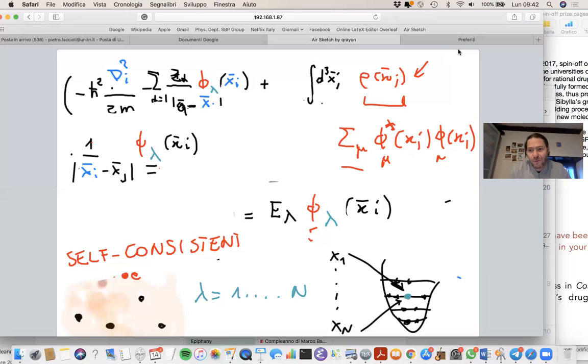So how can I write an equation where the input and the output are both together? And the answer is through an iterative procedure. What is an iterative procedure? You start with a reasonable guess of your wave function.